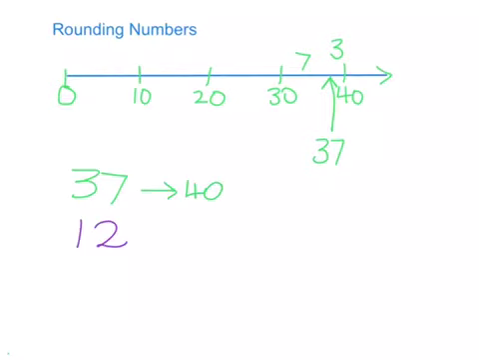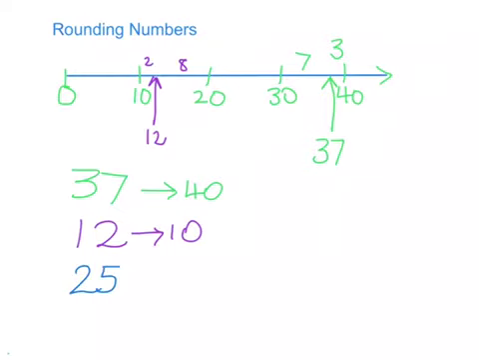Now let's look at the number 12. 12 would come on my number line about here. And so I can see that 12 is closer to 10 than it is to 20. And in fact, 12 is only 2 away from 10, and it is 8 away from 20. So 12 would actually, in this case, round down to 10. So when I had 37, it actually became bigger. It rounded up. It went to 40. 12, because that was closer to the lower 10 number, that rounded down to 10.